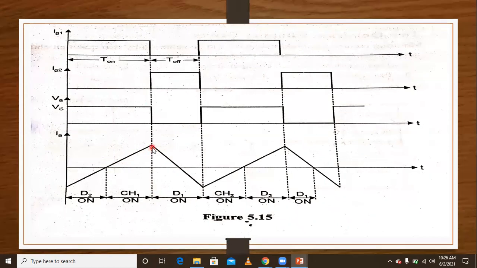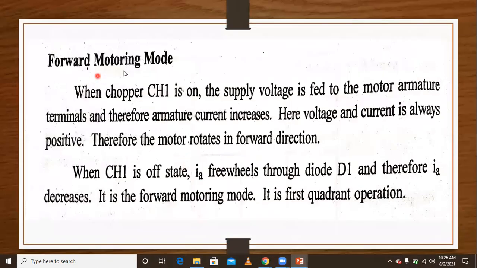That's called forward motoring mode, and the current decreases up to here when chopper CH1 is turned off. This is called freewheeling action. Understood? This is called freewheeling action, when diode D1 is turned on. This is known as forward motoring mode. Here when chopper CH1 is in the off state, IA freewheels through diode D1, and therefore IA decreases. It is forward motoring mode and first quadrant operation. This is about first quadrant operation of the DC motor.